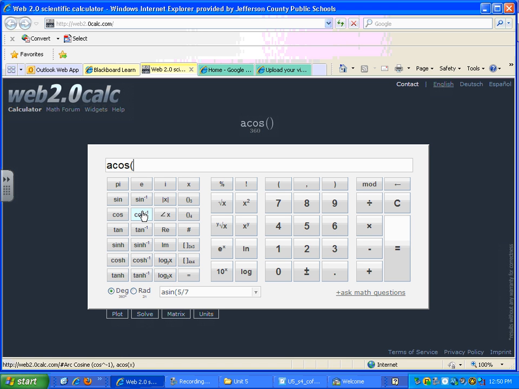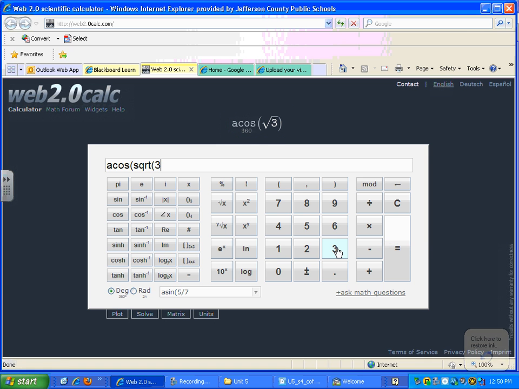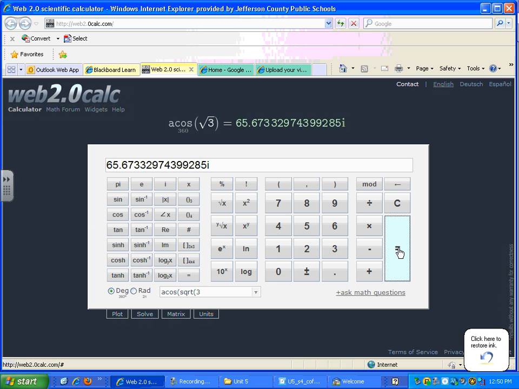So the cosine inverse of, let's say, the square root of 3. So I'm going to type in square root of 3. And if you look up here at the top, it shows me exactly what I typed in, the square root of 3. And I'm going to hit enter. And I get 65.67 degrees. So we can do square roots in it as well.